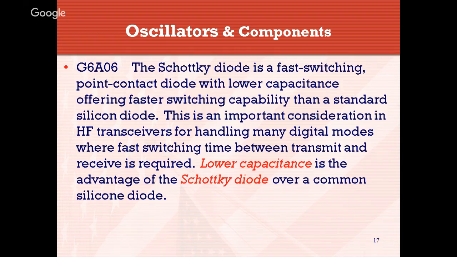But it's an important consideration in HF transceivers for handling many digital modes where fast switching time between transmit and receive is required. So that would be in there to switch from your transmit to your receive, and it offers lower capacitance as being an advantage of the Schottky diode over a common silicon diode. That is what we want to take away from this particular slide. The Schottky diode offers lower capacitance as well as faster switching time.